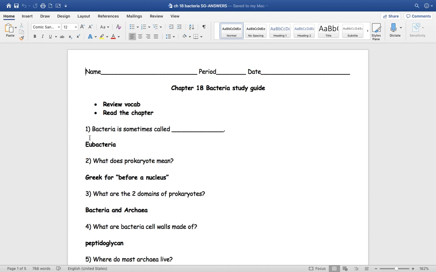The U in front of it is like the old spelling, but in our book they still talk about it. So, what does a prokaryote mean? It's Greek for before a nucleus, because you know that a prokaryote does not have a membrane bound nucleus. What are the two domains of prokaryotes? It's bacteria and archaea. Again, they'll use eubacteria, bacteria, same word.